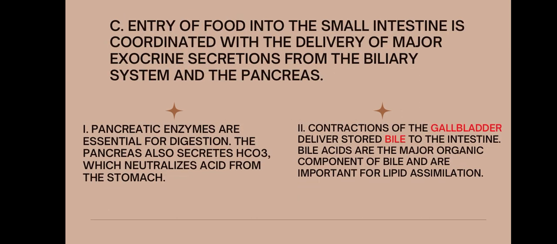C. Entry of food into the small intestine is coordinated with the delivery of major exocrine secretions from the biliary system and the pancreas. First, pancreatic enzymes are essential for digestion. The pancreas also secretes HCO3, which neutralizes acid from the stomach. Second, contractions of the gallbladder deliver stored bile to the intestine. Bile acids are the major organic component of bile and important for lipid assimilation.